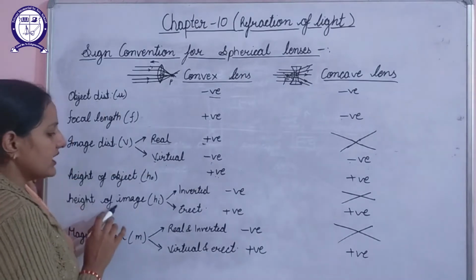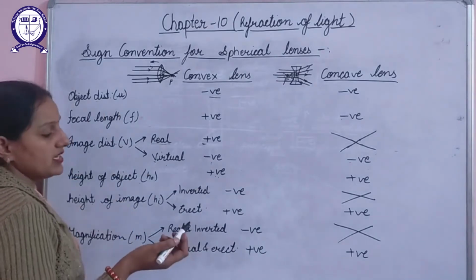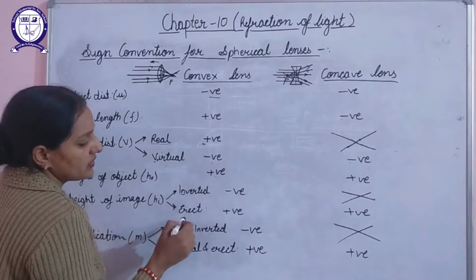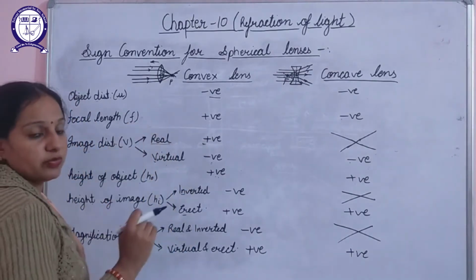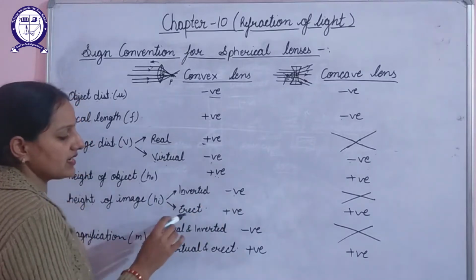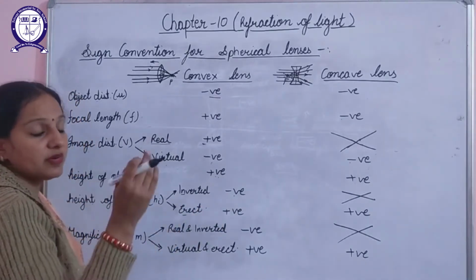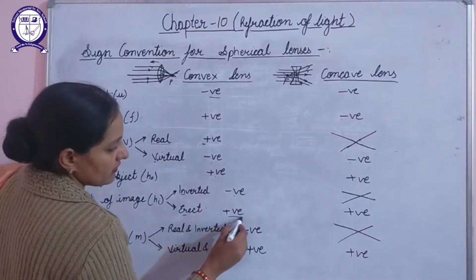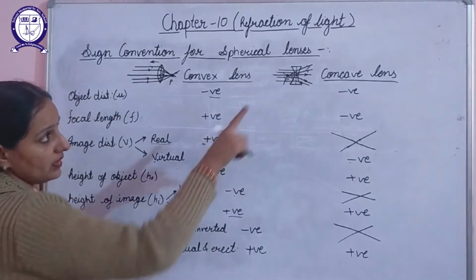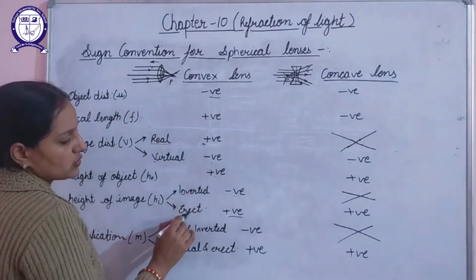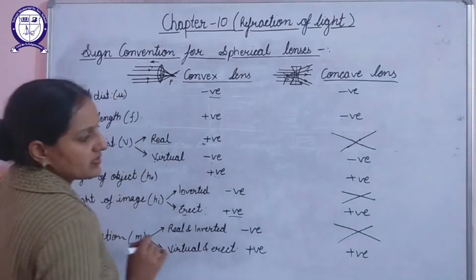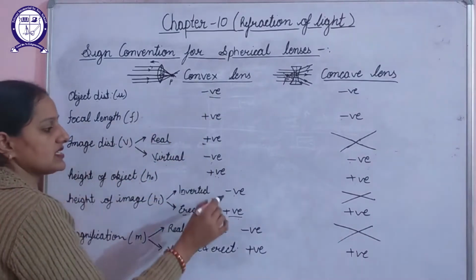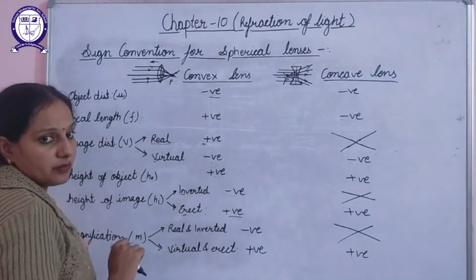If we talk about height of image, depending on the nature of the image, the image could be inverted or erect. An inverted image is formed below the principal axis, hence a negative sign, and an erect image is formed above the principal axis, so it will be positive. A concave lens always forms a virtual and erect image, so the height of image for a concave lens will always be positive, but for a convex lens it can be negative or positive.